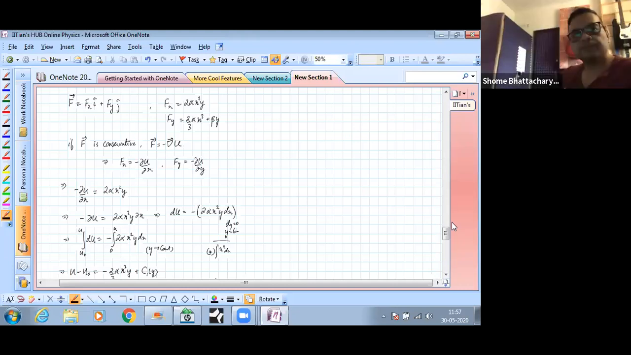Okay, so hope this is clear to all of you. Any difficulty with the so-called partial integration? This kind of step is called partial integration. So we are keeping one variable constant and integrating with respect to the other. If you have any difficulty with this kind of step here, where we are doing partial integration, please let me know. I'll explain further.